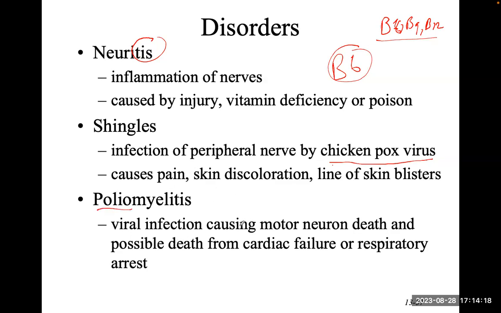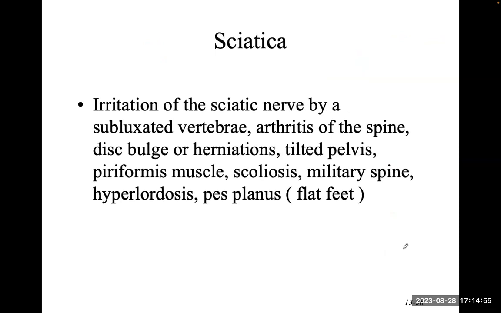Polio is a viral infection that attacks the anterior horn cells. Remember when you look at the spinal cord and you have the gray matter here? These are the anterior horn cells. Back here, these are the dorsal horns. So when a virus attacks the anterior horn cells, and this is where all the motor output comes from, you get motor neuron death. The motor neurons going to the heart can create cardiac failure. The motor neurons going to the lungs can create respiratory failure.